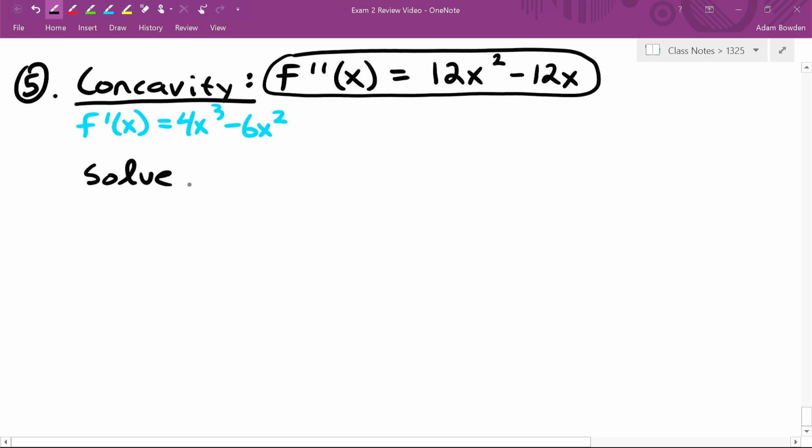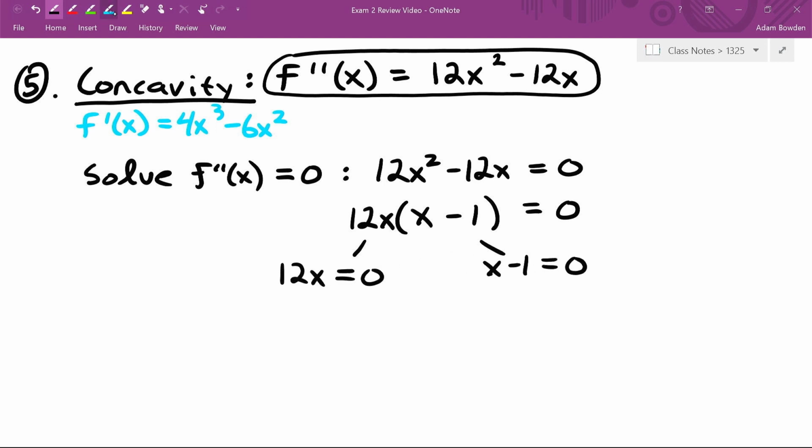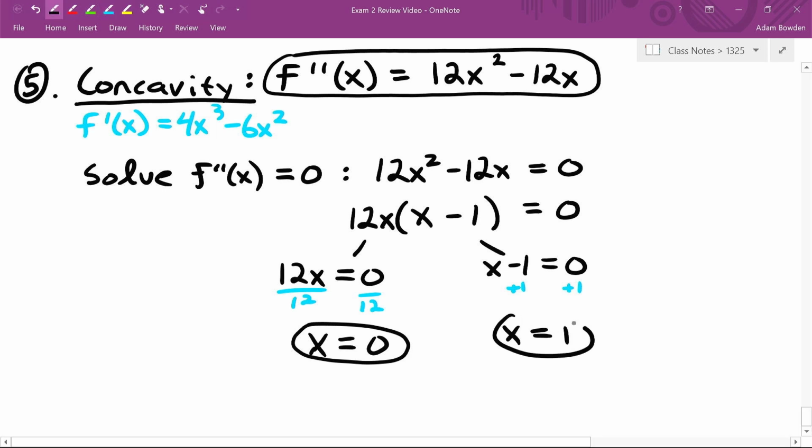We're going to solve the second derivative equal to 0. So 12x squared minus 12x equal to 0. We can do that by factoring out 12x and write it as 12x times x minus 1 equal to 0. If we set each of these equal to 0 here and solve for x, we'll get solutions of x is equal to 0 and x is equal to 1.